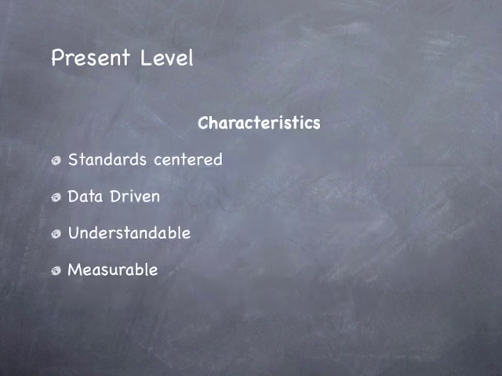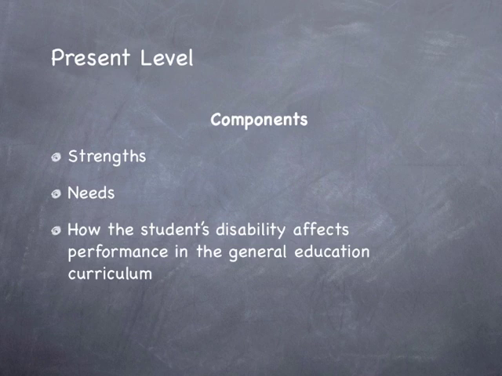Characteristics of good present level statements would be that they're standards-centered, data-driven, understandable, and measurable. Components are that you need to include the student's strengths, their needs, and how the student's disability affects performance in the general education curriculum.